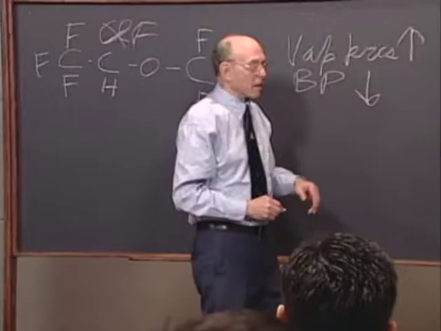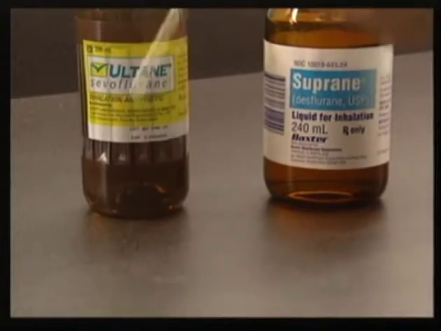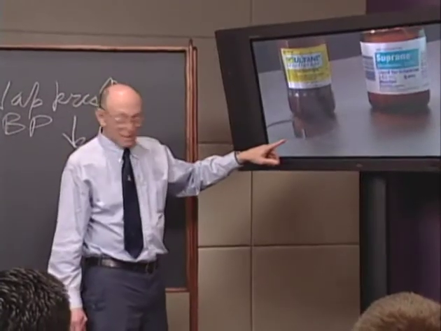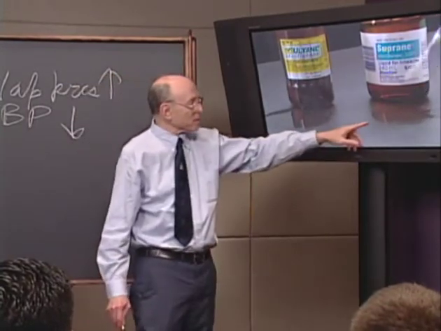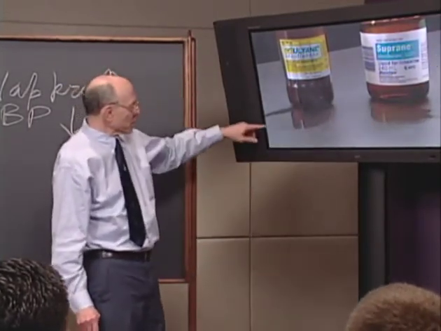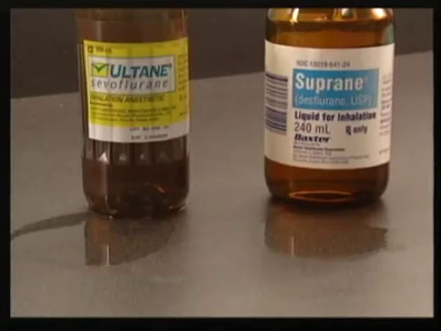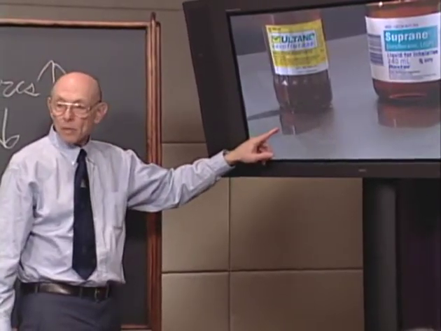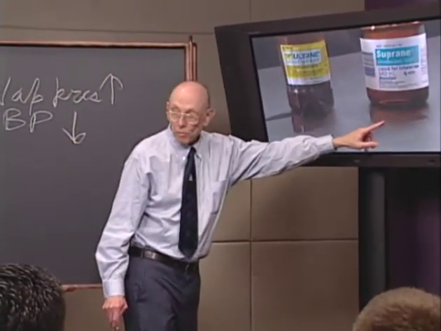And we've got an illustration of that, which we'll see on this plasma screen. So we've got sevoflurane, and we've got Suprane. And that's Quinn's hand, injecting some sevoflurane right on the tabletop there. And now he's injecting some desflurane. Watch the difference between these two. Here's the outline of the sevoflurane. And you can see the outline of the desflurane already beginning to shrink. This will disappear long before the other liquid disappears, because its vapor pressure is much higher, so it evaporates quicker, and its boiling point is much lower.